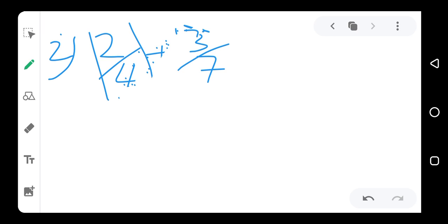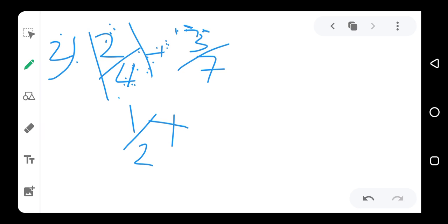So here we have 2 and we have 3. We have a factor between 2 and 4, which is 2. So we can reduce this first fraction to 1 over 2. 2 can divide 2 to get 1, and 2 can divide 4 to get 2.